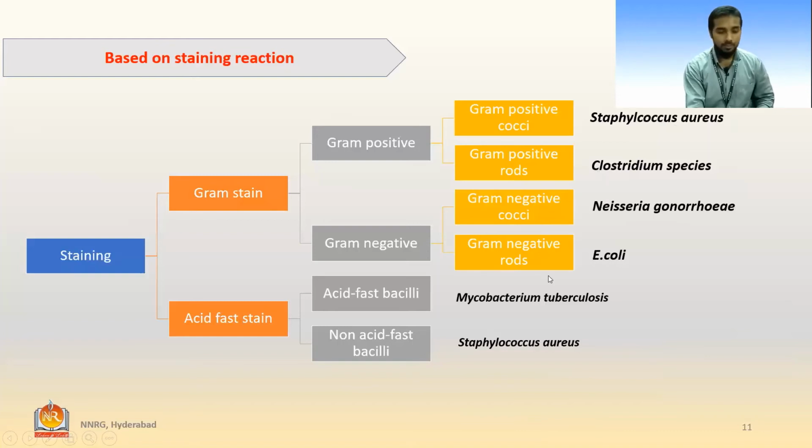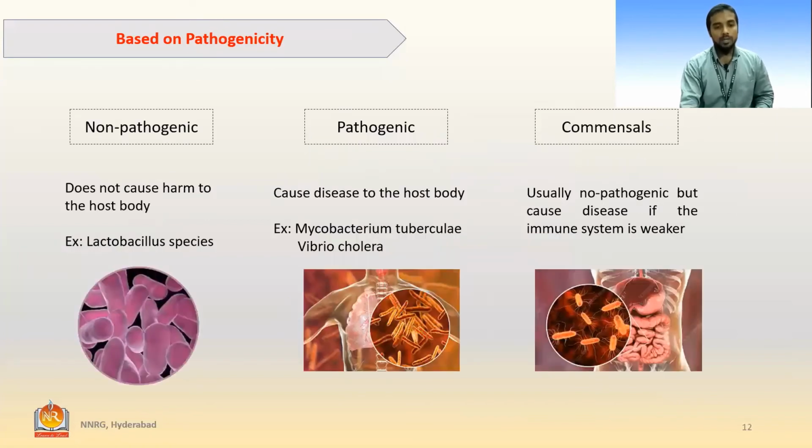coli. In acid-fast staining, two types: acid-fast bacilli and non-acid-fast bacilli. Examples for acid-fast bacilli are Mycobacterium tuberculosis, whereas for non-acid-fast bacilli it is Staphylococcus aureus. Moving on, based on pathogenicity, as we have discussed earlier, the microorganisms can be of two types, either pathogenic or non-pathogenic. Similarly, bacteria are of different types: pathogenic, non-pathogenic, and commensals. We'll see what they are.